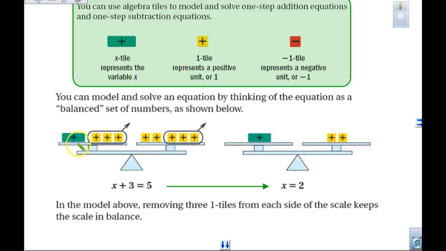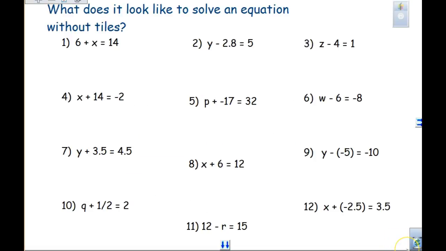If I want to get this x tile by itself, I'm going to remove 3 tiles from both sides. That is the subtraction property of equality, because I am taking away 3 1s on both sides. When I do that, I'm left with x equals 2. So in the model above, removing is the same as subtracting, and we're balancing that scale. So, if you turn to the top of the next page of your notes.